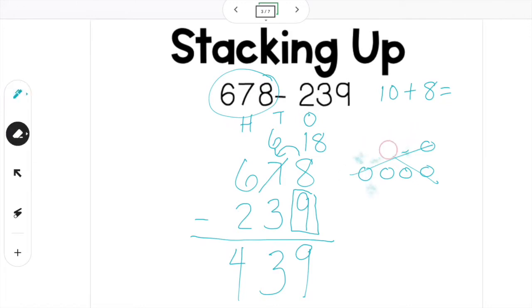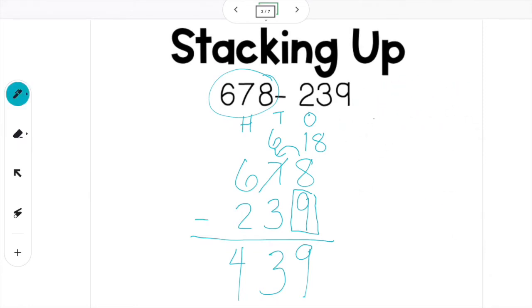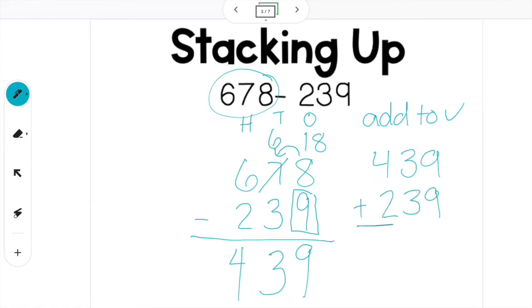Now, one of my favorite things about stacking up is I'm able to check my answer. And this is how I add to check. So what I'm going to do is I'm going to add my answer, so my answer is 439, to my smallest number, which is 239. And when I add those two numbers up, it should equal 678. So let's find out.